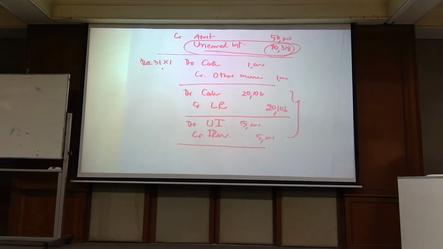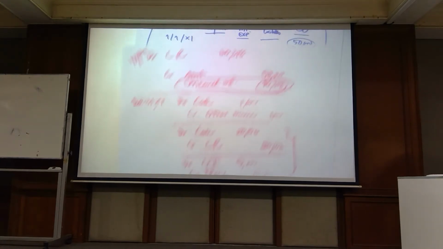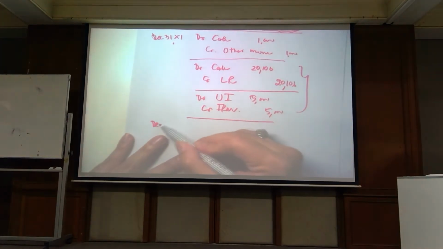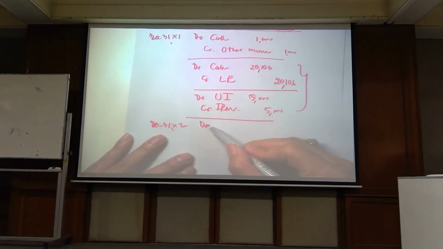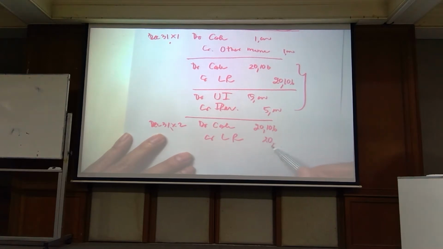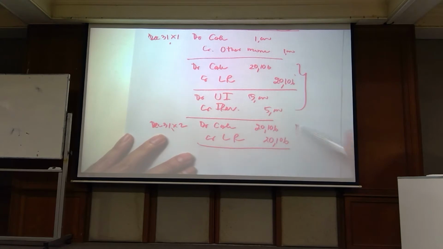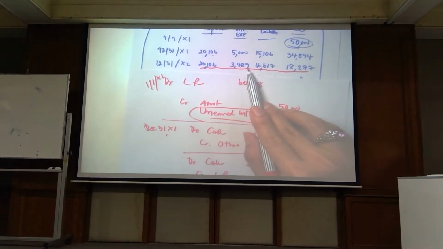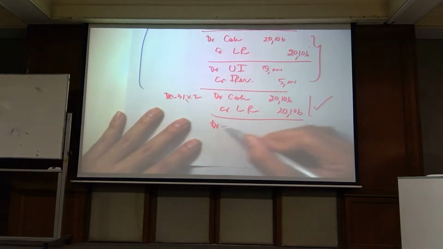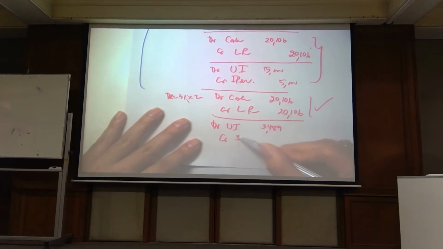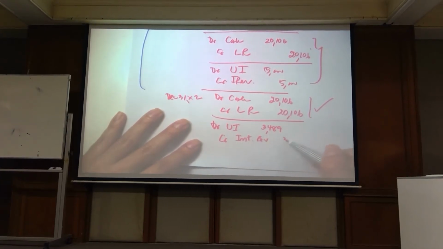And we keep redoing the same thing in the second year based on this number. Again, December 31st of year 2, you get cash, credit loan receivable, copy, paste, done. What about unearned interest? Another 3,489 should be recognized. Then credit to interest revenue.